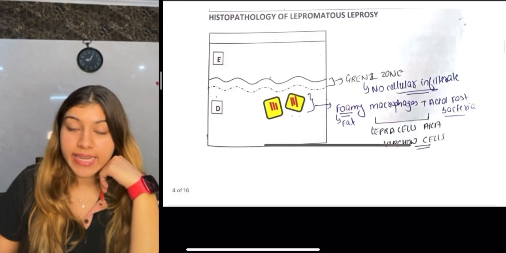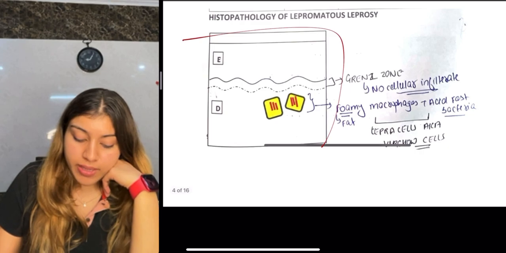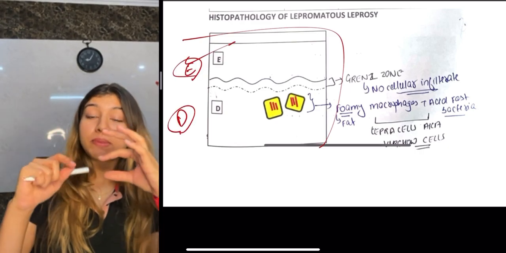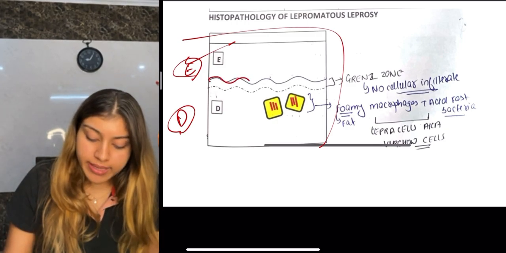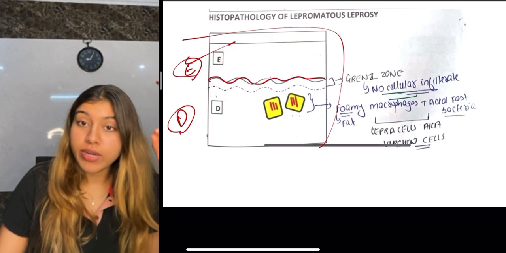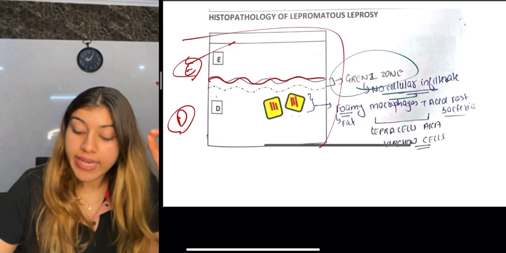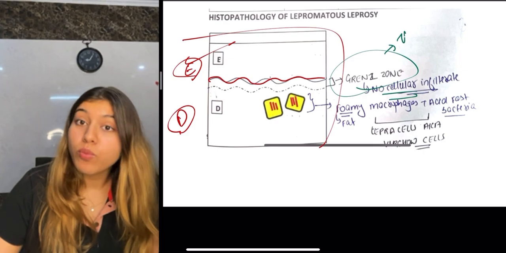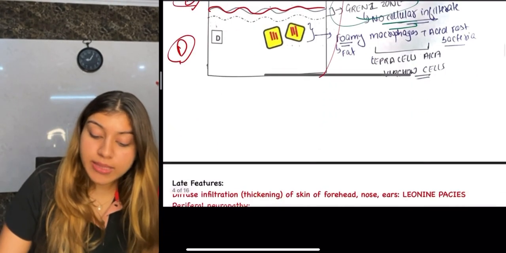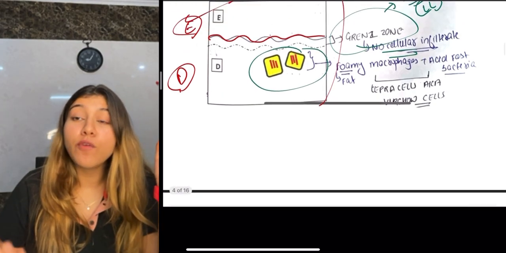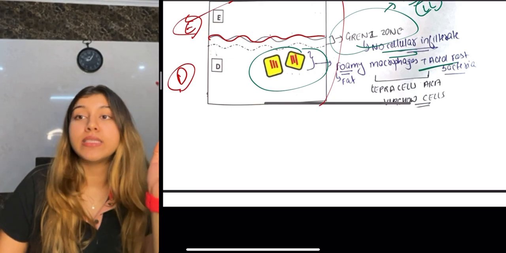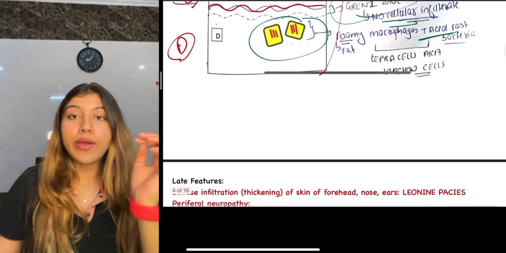Now let us look at this Grenz zone. So if this is my epidermis and this is my dermis, in the middle of that you have this Grenz zone. This is my Grenz zone. This Grenz zone, guys, will have no cellular infiltrates. And what you need to know is that it is going to be thick in LL, in lepromatous leprosy. And what are these cells present over here? These are your foamy macrophages, and they'll be present with acid fast bacteria as well. I hope you guys have understood this.